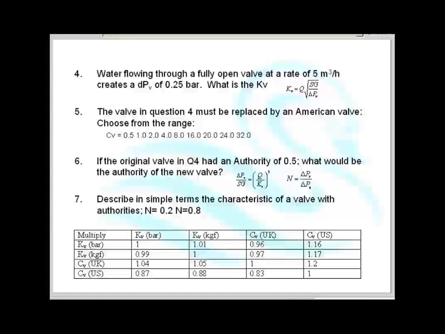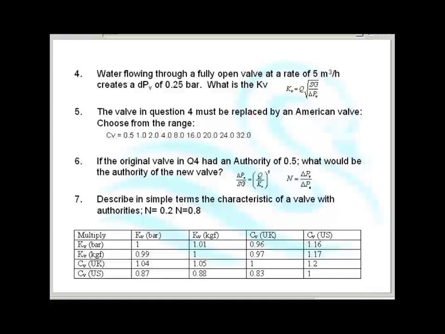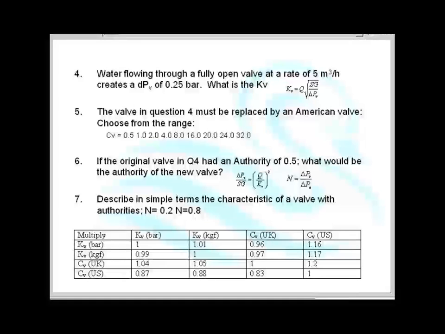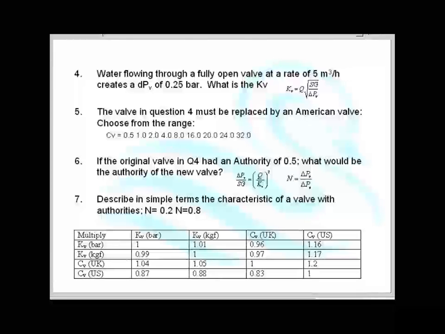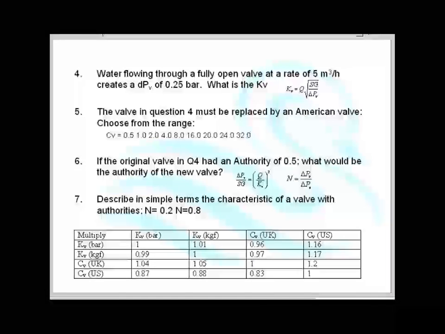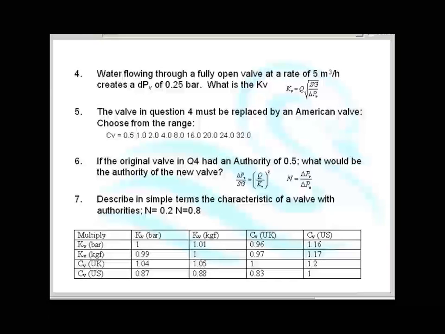Okay, question 4. Water flowing through a fully open valve at a rate of 5 cubic meters per hour creates a delta PV of 0.25. What is the kV? So I need you to substitute 5 and 0.25 into the equation and tell me what the kV is. By the way, you don't even need a calculator for this.